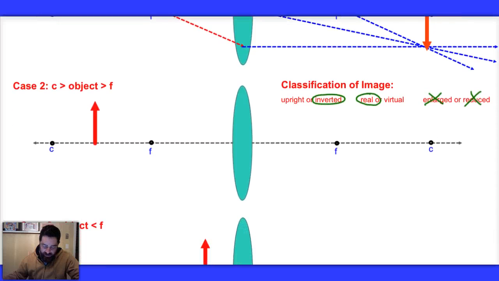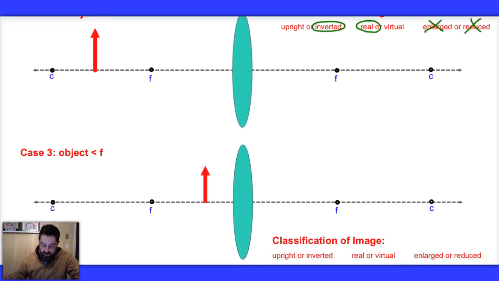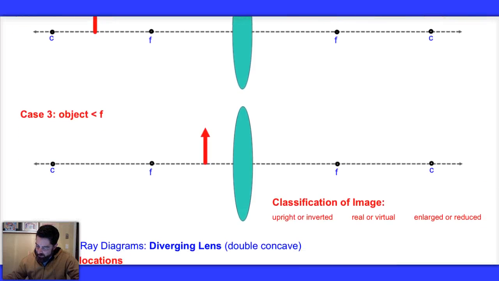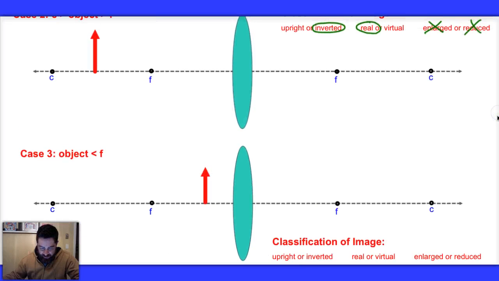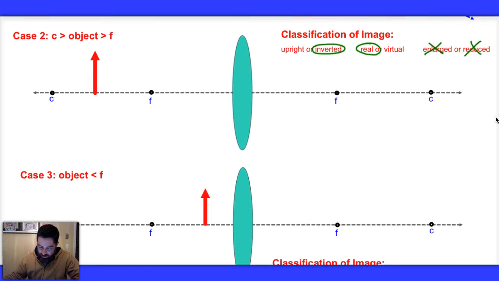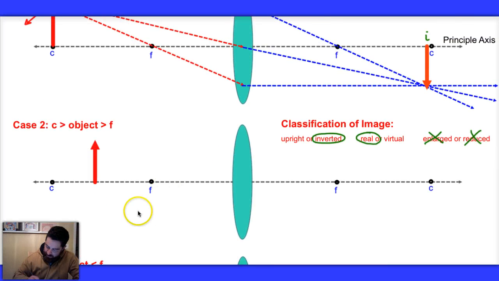We'll call it case number 2, where the object is located between the center of curvature and the focal point. Oops, went a little bit too far. Okay, so again, I'm going to sketch in my principal rays. The very first principal ray that I'll draw, again, is the one that is parallel to the principal axis, that refracts through the focal point.